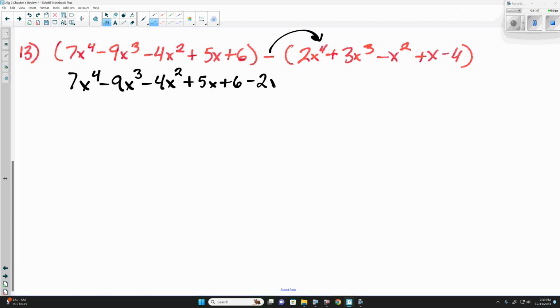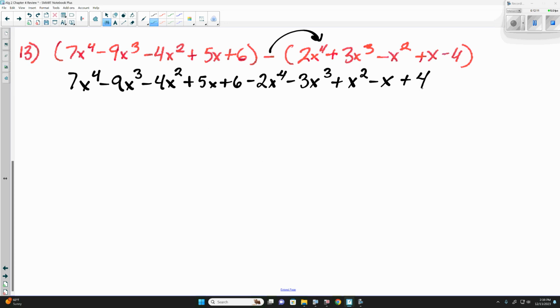So our positive 2x to the fourth is now negative. Our positive 3x cubed is now negative 3x cubed. Our negative x squared is going to become positive x squared. Our positive x is going to become negative. And our negative 4 is going to become 4.